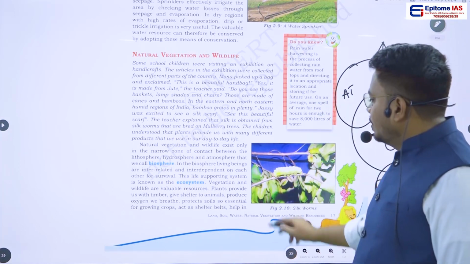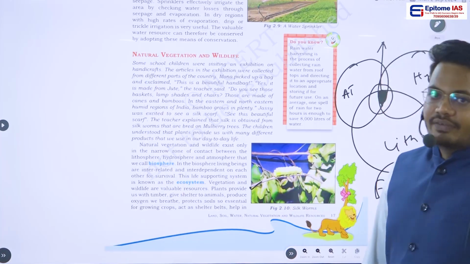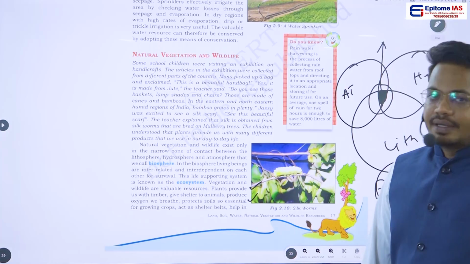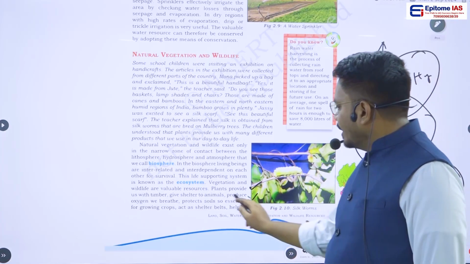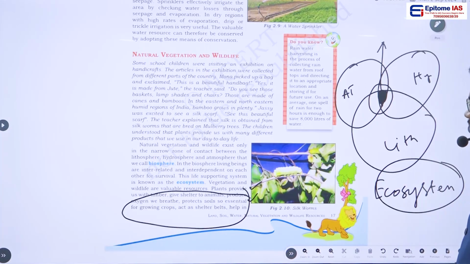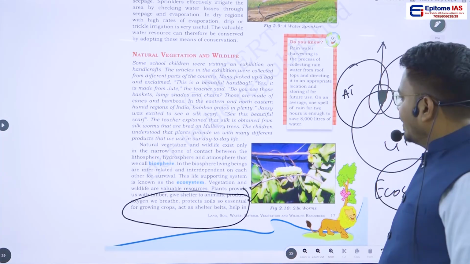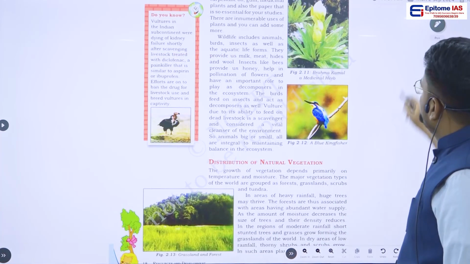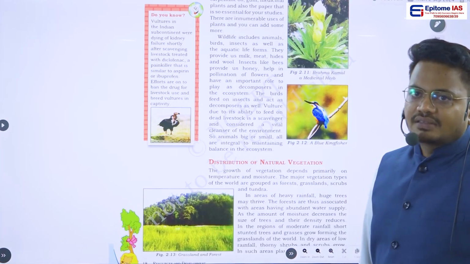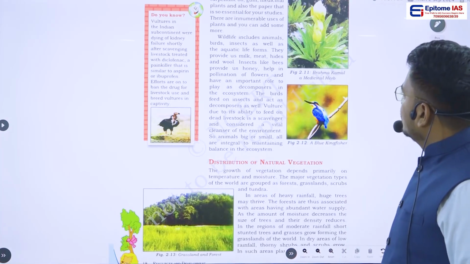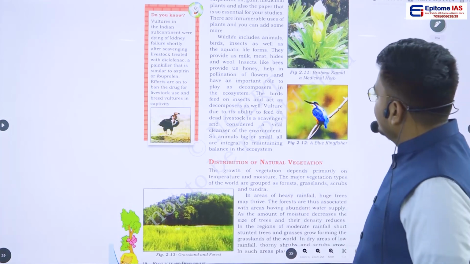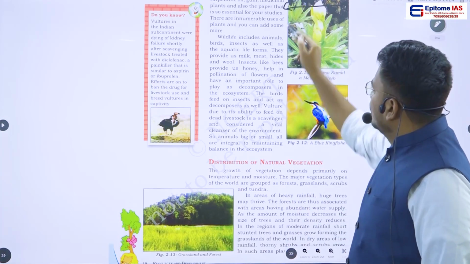Why? Because plants provide timber, they provide shelter for animals, they provide the oxygen that humans breathe, and they protect soils which are essential for growing crops, as well as forming shelter belts. These plants also give us fruits, latex, gum, medicinal plants, and also the paper which we use is a byproduct of these plants.